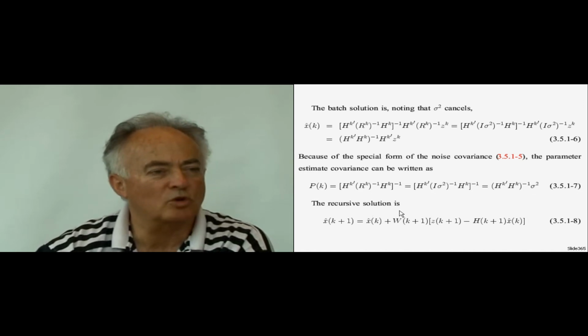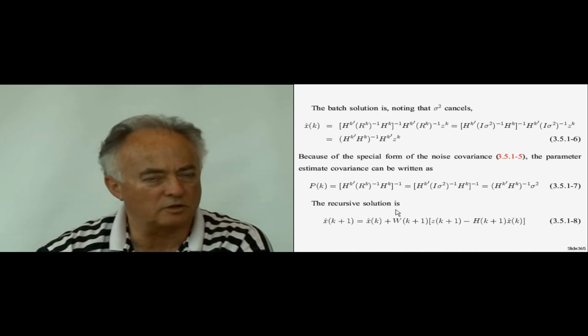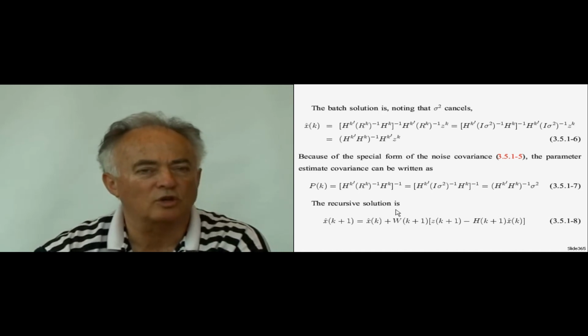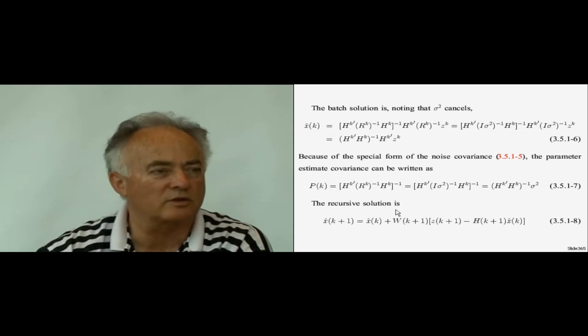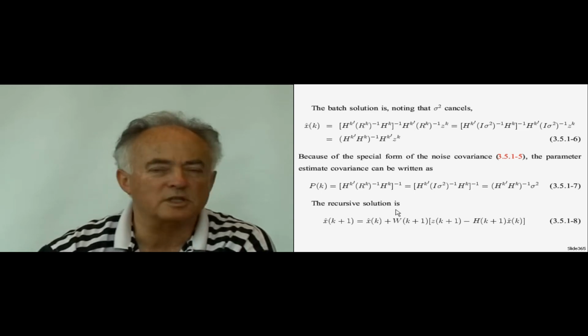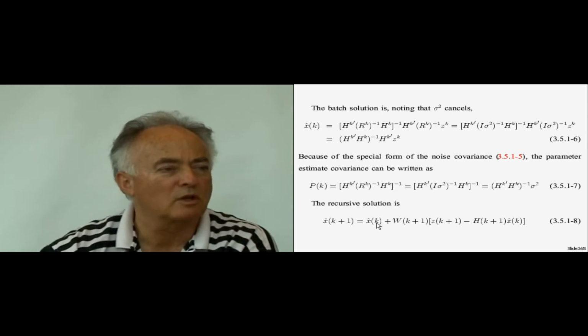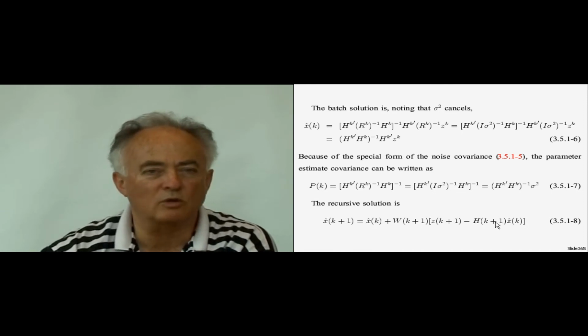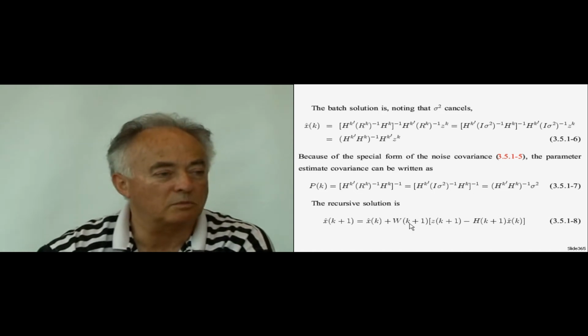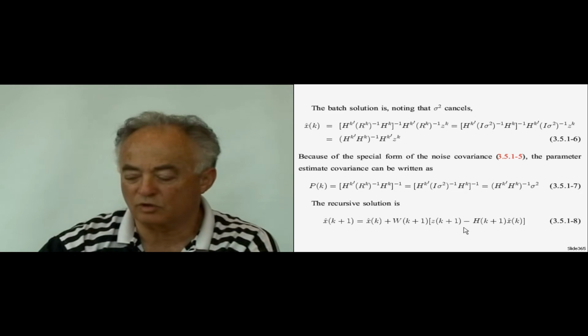Now, the recursive solution for this problem. This is a purely linear problem, and the batch solution can be rewritten as a simple recursion, algebraically 100% equivalent to it. New estimate is previous estimate plus gain times new measurement minus the predicted value of my current measurement based on the previous estimate. So the expression in the square brackets is the residual, this is the gain, and the product between the gain and the residual is the correction term.